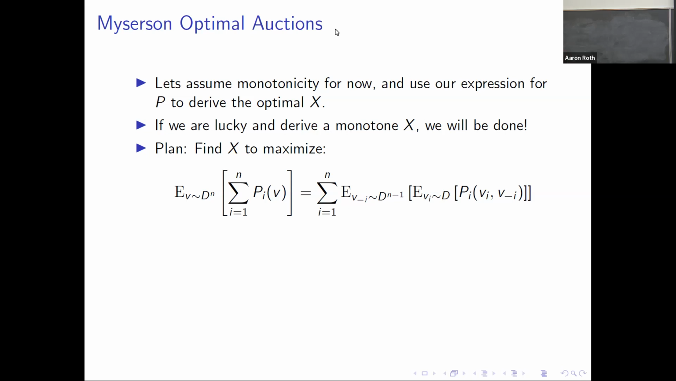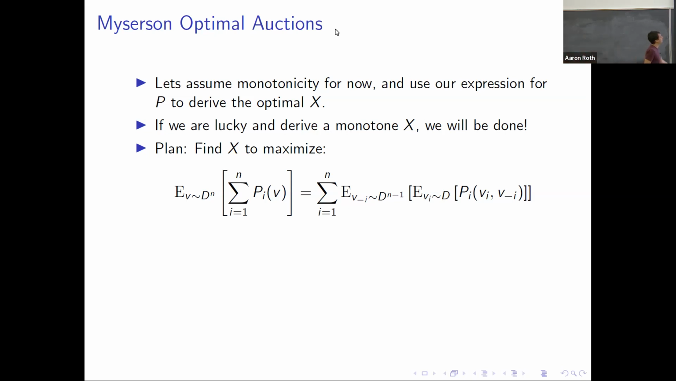But the expression we have for the payment rule is really from the perspective of bidder I: what does bidder I need to pay as a function of his bid and everyone else's bids. And so maybe the thing we should do is to start by breaking up the expectation across the different bidders.